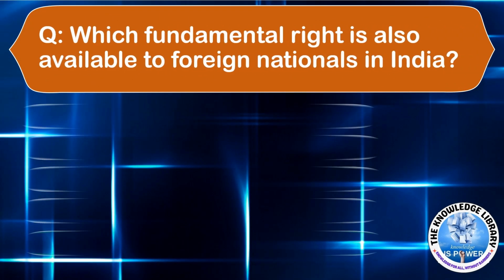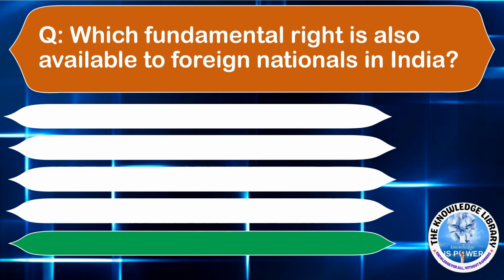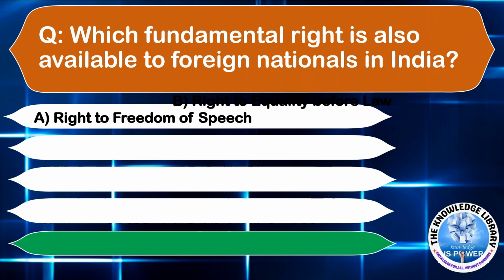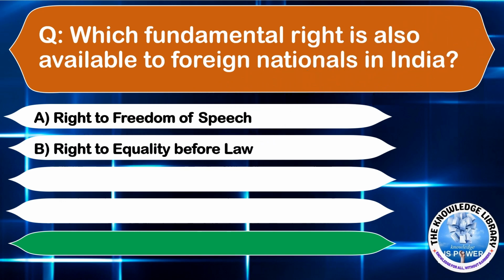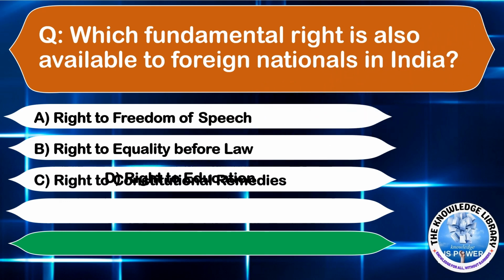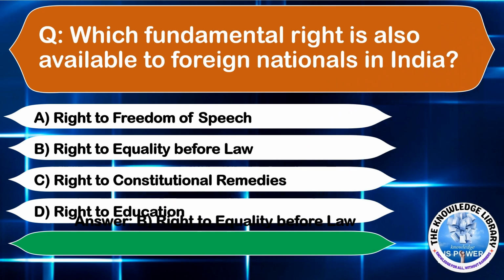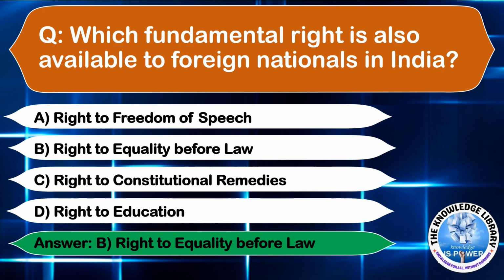The next question is, which fundamental right is also available to foreign nationals in India? Option A, right to freedom of speech. Option B, right to equality before law. Option C, right to constitutional remedies. Option D, right to education. Correct answer is option B, right to equality before law.